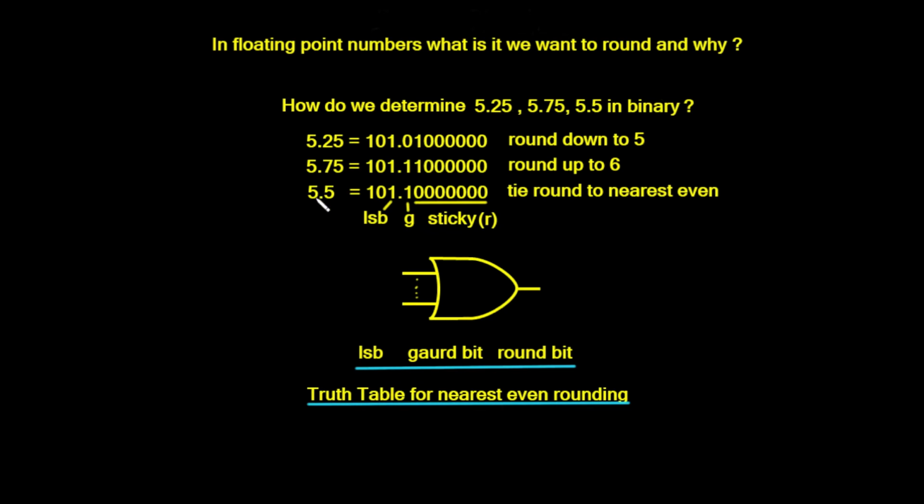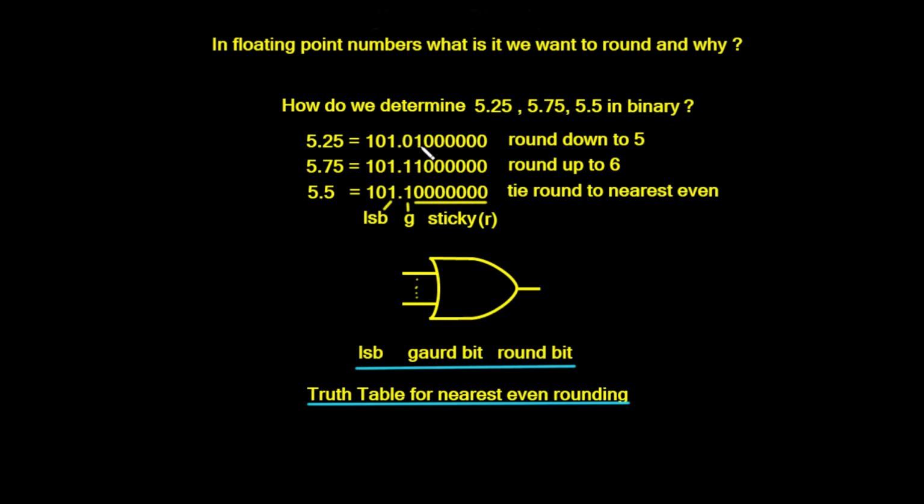And the final one here would be 5.5, it would be the 101, and there would be a 1 here, and in order to ensure that it's exactly 5.5, all of the other values would have to be 0. So you can see here we've got a way of understanding whether we're above, below, or exactly on the halfway point.